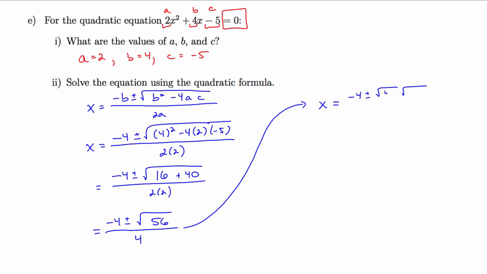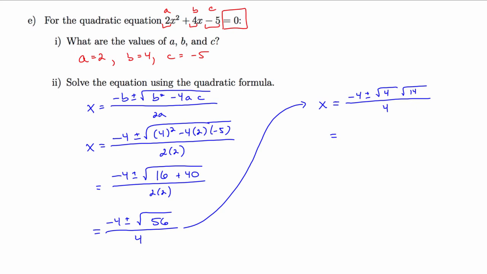4 does divide into 56, and 4 times 14 is equal to 56. So we can simplify that radical to the square root of 4 times the square root of 14. So we now have x equals negative 4 plus or minus root 4 times root 14 all over 4.